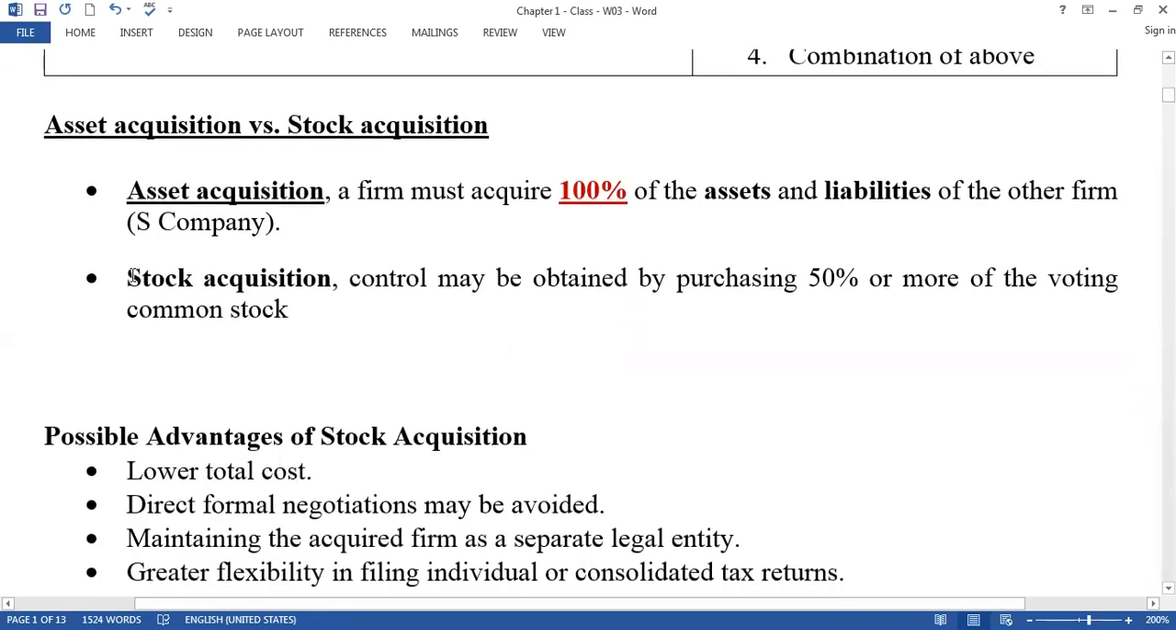Now, if you go for another option, called stock acquisition, it means that you just go to the capital market and purchase only 50% or more. So at least 50% of their common stock you purchase from the open market, right? You know that we have the capital market, the stock market. You go there, you find one interesting company, and you just buy 50% of their shares. It means that you buy 50% of their voting rights and you can control the company. So these are the two options.